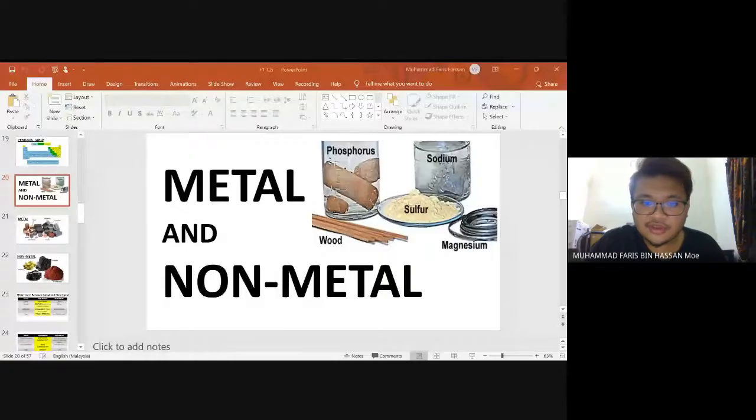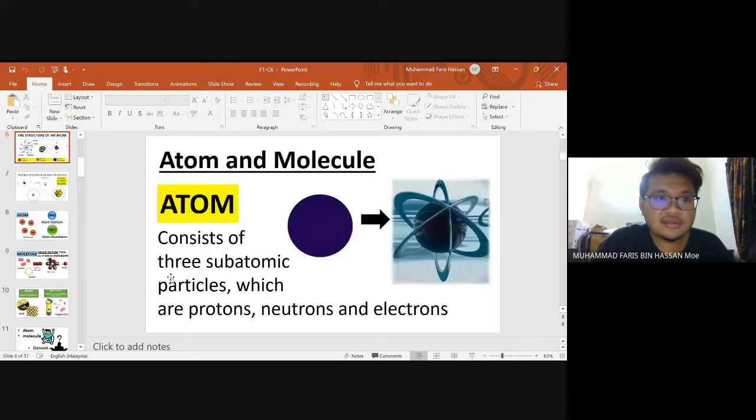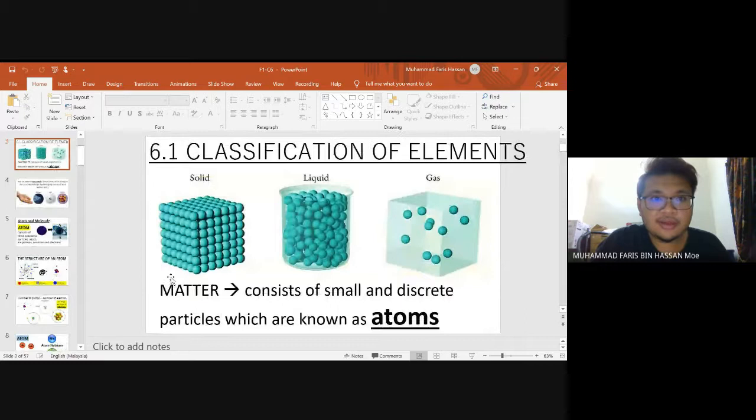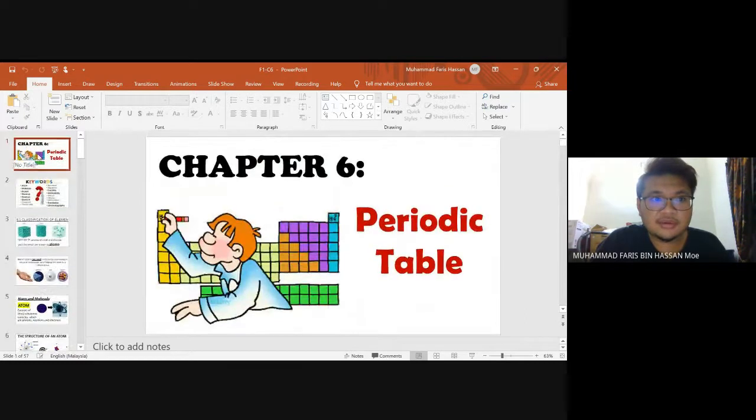So before we proceed with our lesson, I want to do some recaps about the topic that you have learned in the previous class. Before we proceed with our subtopic today, which is metal and non-metal, let's recap. In the previous class, we already learned about chapter 6, which is periodic table.